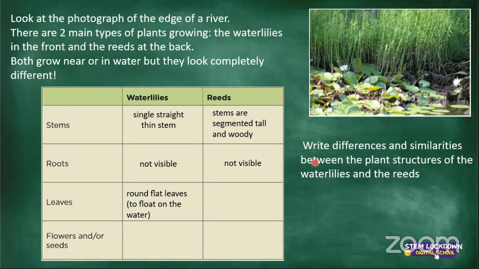Now let's look at flowers or seeds. Now look in the small picture. What do you see here with the water lilies? What do you see there? The water lilies have beautiful flowers, and the reeds, do they have flowers? No, they have seeds, and the seeds are dispersed by the wind. Yes, it is basically heart-shaped leaves, you are right. Okay, so that is how you will compare two different plants that grow in the same conditions.